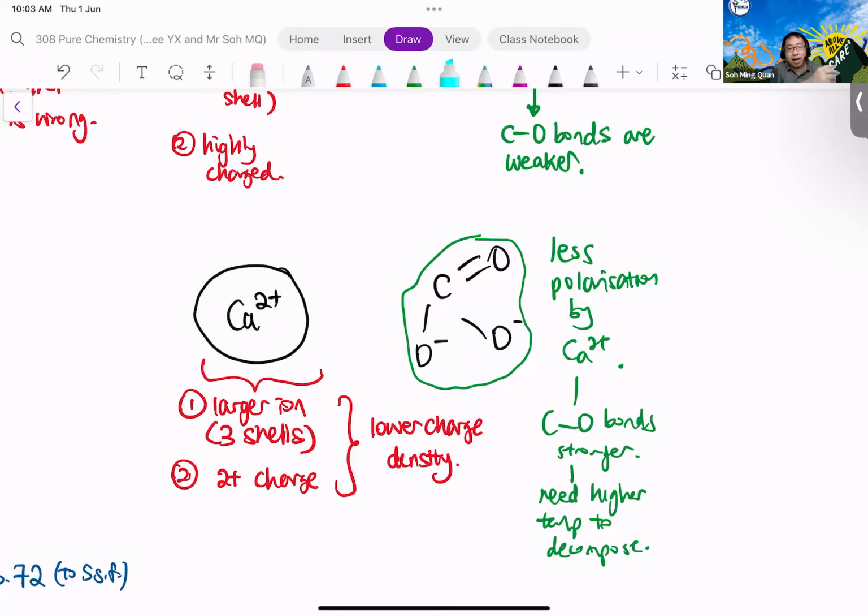Now with that, let's quickly move on to term 1, week 7, which is another interesting question, which we should spend some time annotating. Okay, so let's move on.